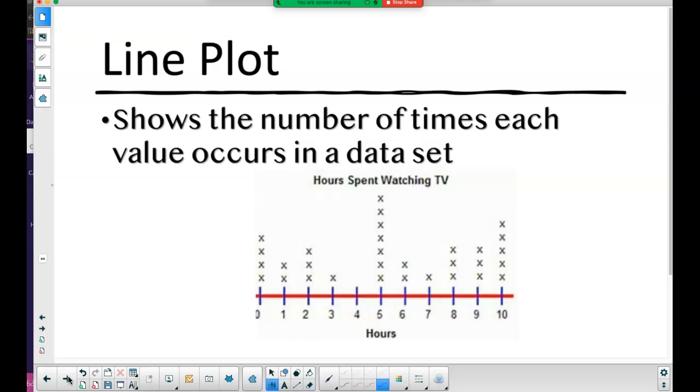So, we're going to do a project next week where you're going to have to make a graph, you're going to have to collect some data. Not on a poster, you're going to make a Google slide of it. Okay? All right. So line plot just shows where the values are at.